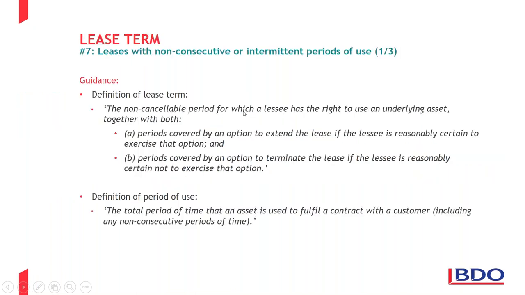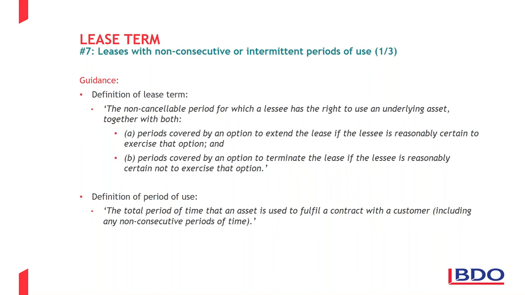Another one which is extremely interesting and that I often see within our not-for-profit and public sector client base, but I think one would be able to potentially see it in the for-profit context, is leases with non-consecutive or intermittent periods of use. Now, the definition of a lease term is the non-cancellable period for which a lessee has the right to use an underlying asset, together with both periods covered by the option to extend and the termination option.